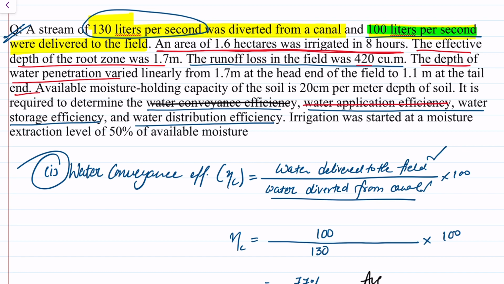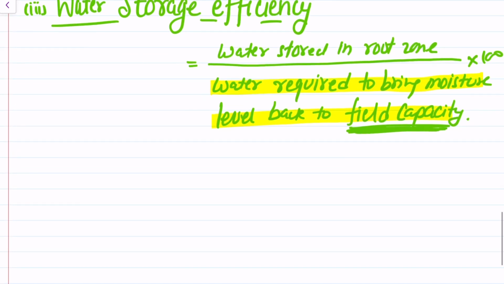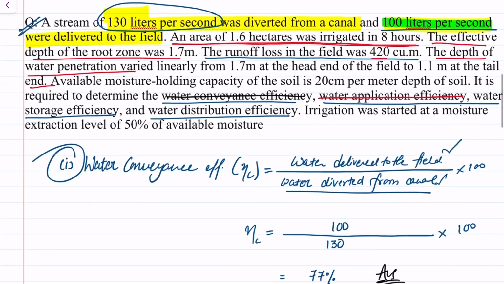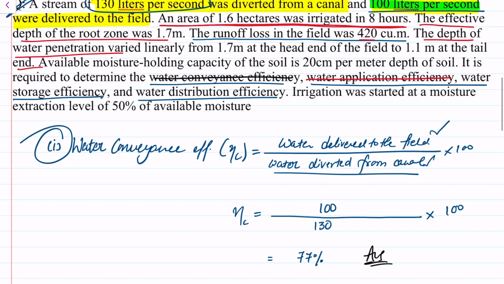Now let's solve. First of all, this is the ratio. So we have the water stored in the root zone, and this parameter: the water required to bring the moisture content of the soil back to its field capacity level. So let's see what values are given to us.